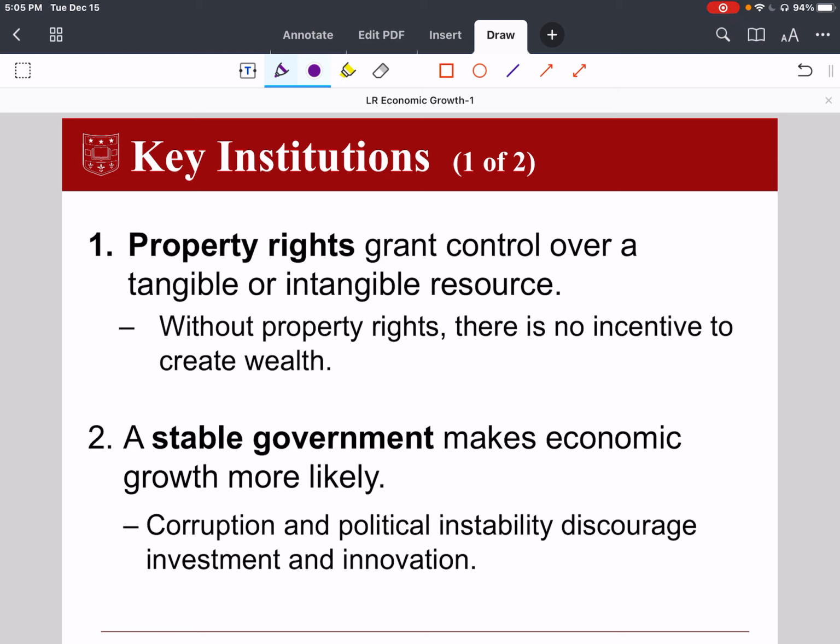A stable government also makes economic growth more likely. If a government has corruption, or if there is concern that the government is going to appropriate the profits of a company or just take over a company altogether, that can create disincentives towards investment and innovation.